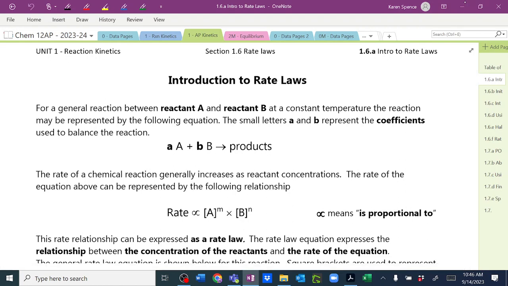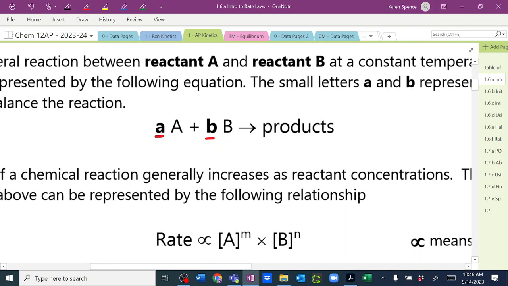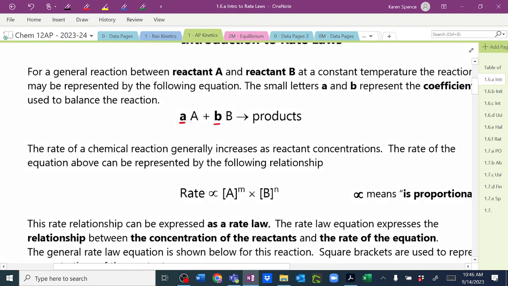For a reaction where we have reactant A and reactant B, and the small letter a and small letter b represent the coefficients. Actually, I think it should be, oh no, that's right. The rate of the chemical equation generally increases as reactant concentration increases. Does that make sense with what you've learned so far? Yes. However, different substances, depending on how they behave in the reaction, can increase the rate in different ways.